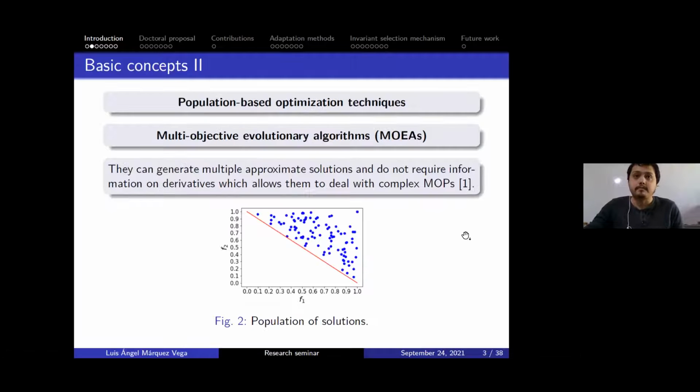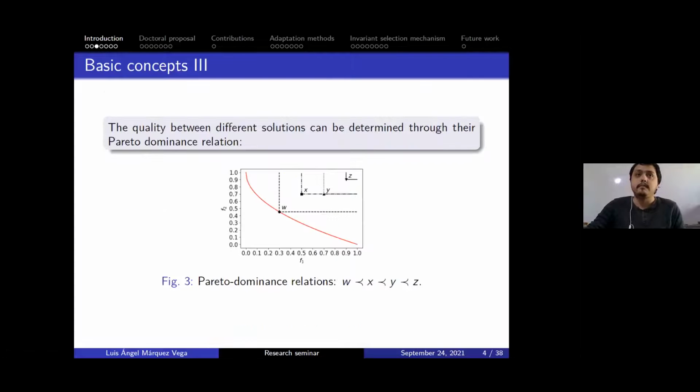The use of meta-heuristic algorithms like multi-objective evolutionary algorithms are useful to approximate the solutions of complex problems because they can generate multiple solutions in each run, and they do not require information on derivatives. In this figure, we can see a population of solutions where, for example, one solution has large values in both objectives, while another solution has a small value in the first objective, but it has a large value in the second objective. In order to determine the quality of different solutions, the Pareto dominance relation can be used.